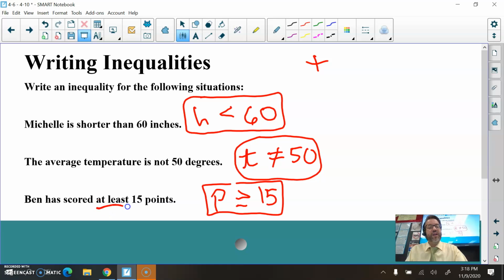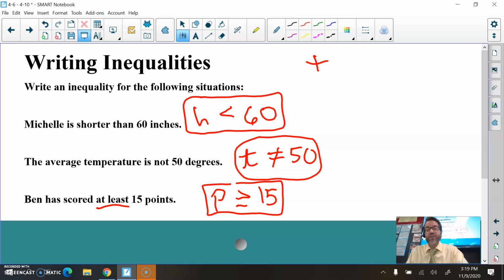Now, what I want to point out here is when you see at least, sometimes people see the word least and they're thinking, well, least means smaller, so I should use the less than symbol. But it's actually the reverse of that. It's the greater than symbol. Because if it's at least 15 points, then it can't be less than 15 points. It has to be more than or greater than 15. Or it could be equal to 15 because if it were at least 15, if it were equal to 15, that would qualify then. Okay, I hope that makes sense.